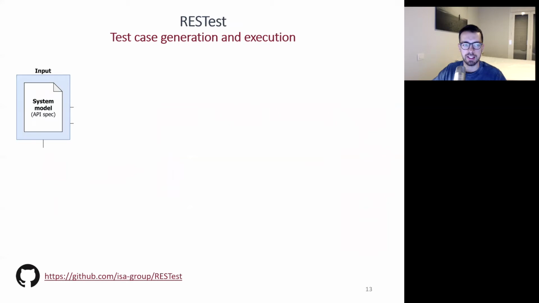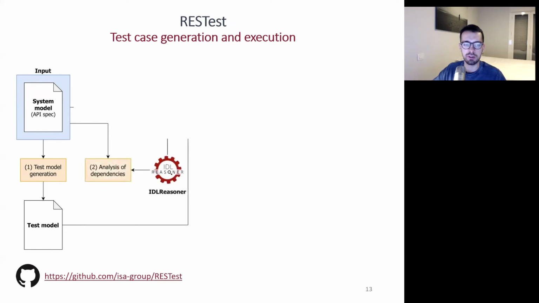RESTest needs the system model as input. So it follows the model-based approach, and in this case, the system model is the API specification, the OpenAPI specification of the API under test. Based on that API specification, it automatically generates a test model. The test model includes a series of details that are necessary for testing the API, as we will see in a few moments.